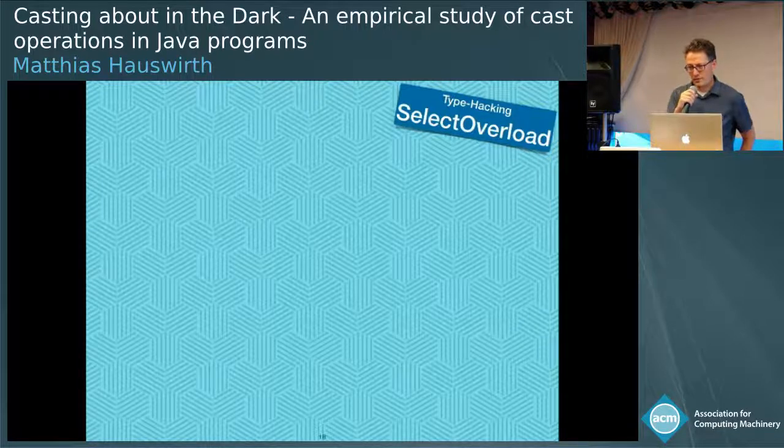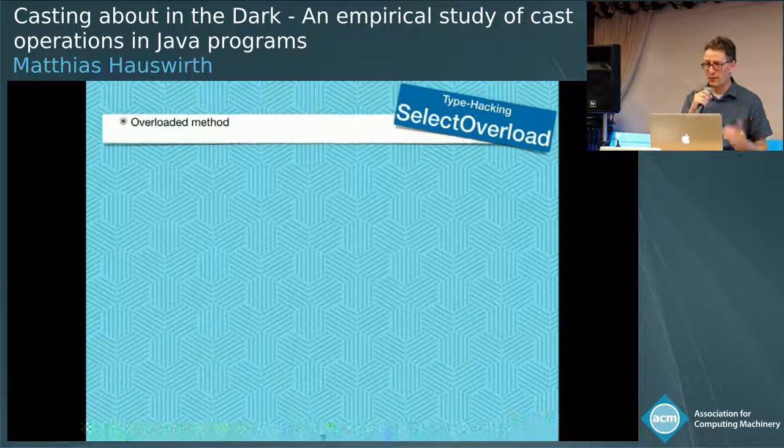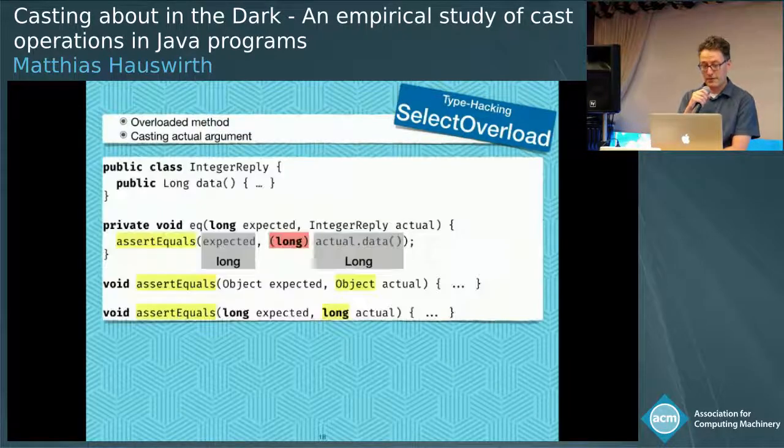Next is a strange one for me. I didn't first think about this. This is a type hack. We called it select overload. So if you have overloaded methods, you have multiple methods with the same name, with different parameter types, you may actually cast an actual argument to select which of the methods you would like to call.